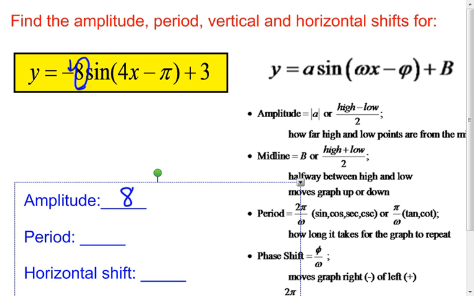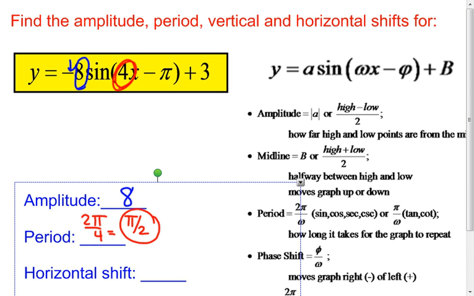Okay? To find your period, you will take 2 pi over the number in front of the x, for every trig function except for tangent and cotangent. With tangent and cotangent, you will take pi over the number in front of the x. So for sine right here, to find its new period, I will take 2 pi over the number in front of the x, which is 4, which of course reduces to pi over 2.